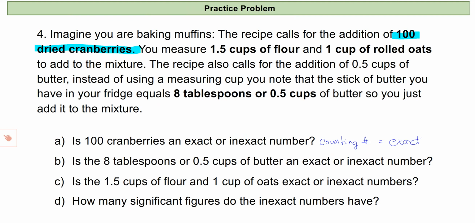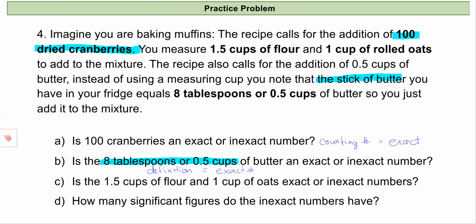The next one is 8 tablespoons or 0.5 cups of butter. Is this an exact or inexact number? Well, our recipe says that we put in the whole stick, and that this information about the 8 tablespoons or 0.5 cups is coming from information on the stick of butter. And so we would call this a definition. The stick of butter is defined as 0.5 cups, so this will be an exact number.